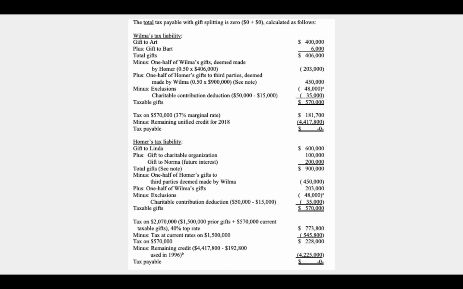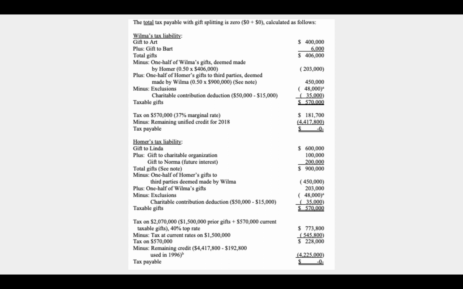$773,800. But he has probably either paid tax or reduced his credit before for gifts, right? So what we need to do is now subtract the tax at current rates on all the gifts he made before January 1 of this year, which for Homer was $1.5 million. So the tax at current rates on $1.5 million is $545,800, leaving us with a tax on the $570,000 this year of $228,000. Again, that's more than Wilma paid, and that makes sense because as we make more gifts over our life, the rate goes up. It's a progressive rate.